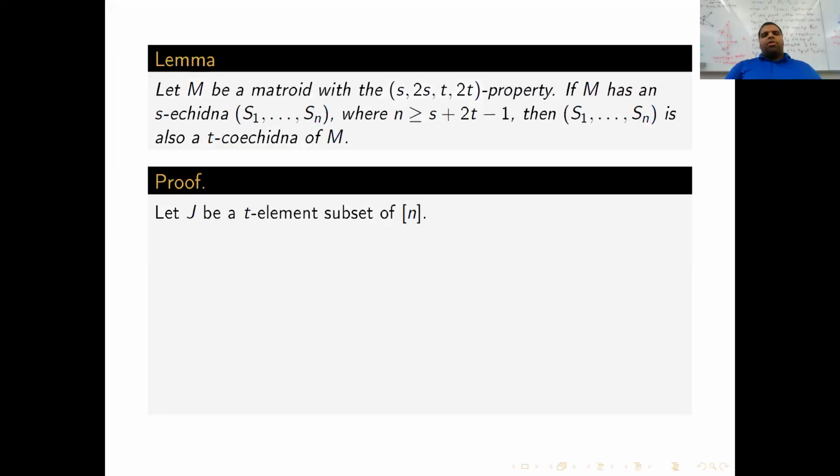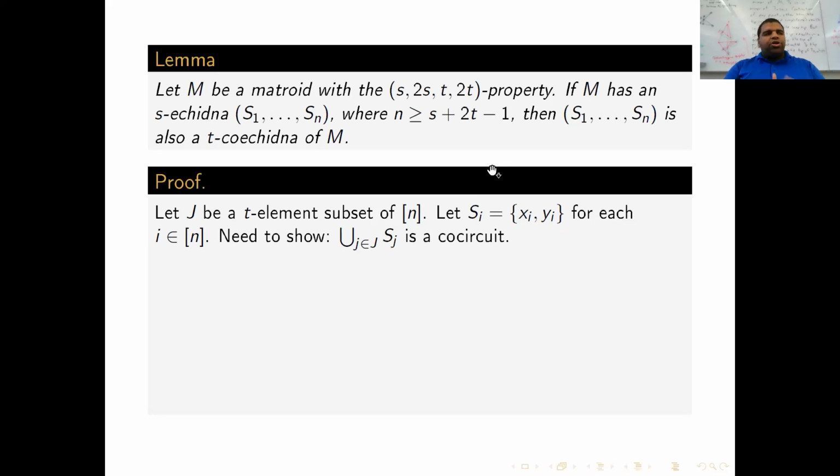Okay, so let M be a matroid with this S2ST2T property. And if M has an S echidna of sufficiently large size, we're going to show that it also has to be a T co-echidna. All right, so this S echidna has N pairs. So I'm going to let J be a subset of the integers 1 through N. That's what this stands for here, 1, 2, 3, all the way up to N. And for each of these pairs, I'm going to denote the elements of that pair as xi and yi. So S sub i consists of both xi and yi.